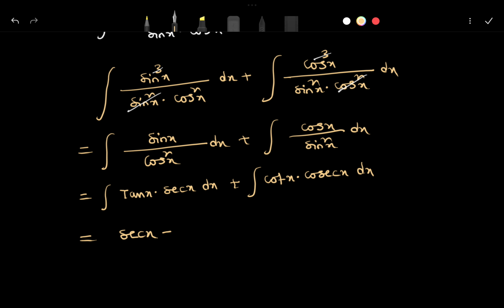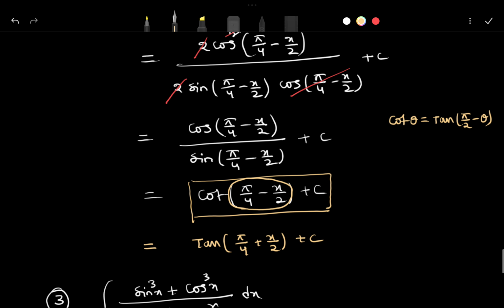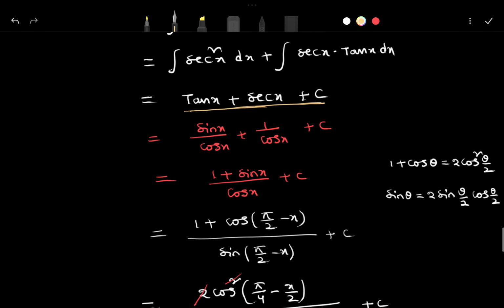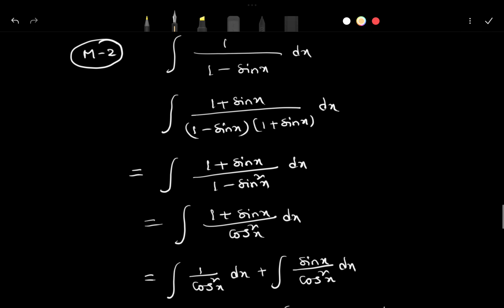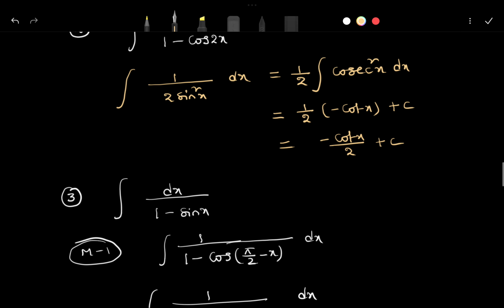Second one, the integration will be minus cosecant x. Integration of secant x into tan x is secant x. Integration of cosecant x into cot x will be minus cosecant x. So check once again, is there any mistake? Please cross check those formulas once again.